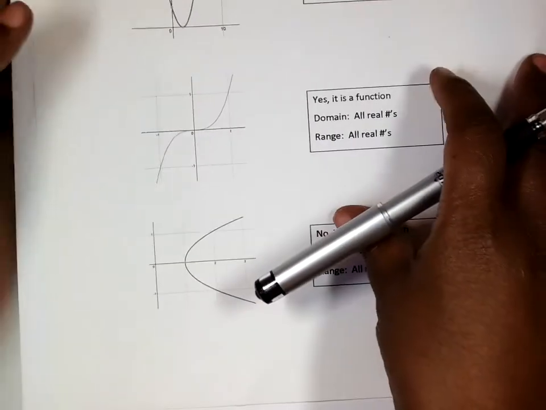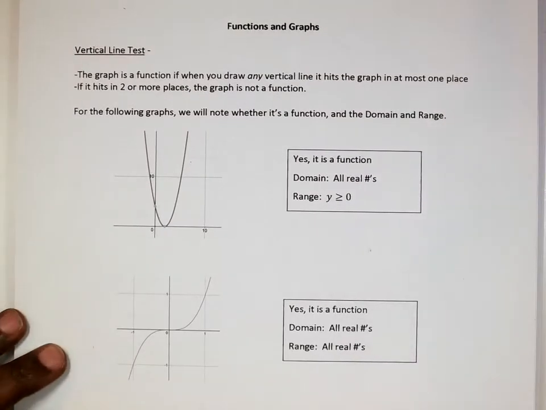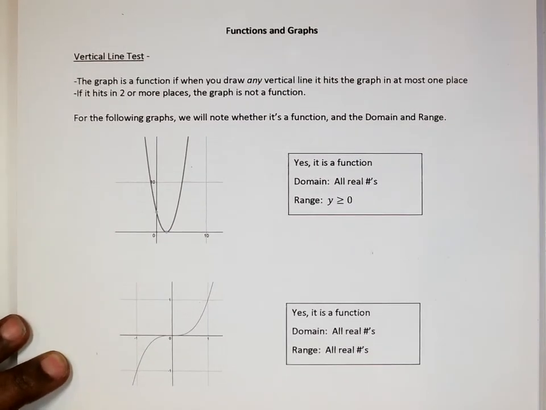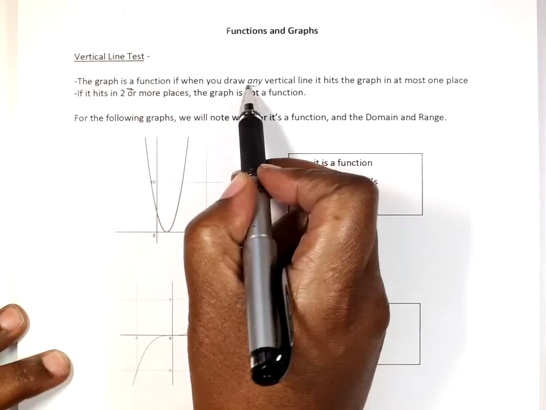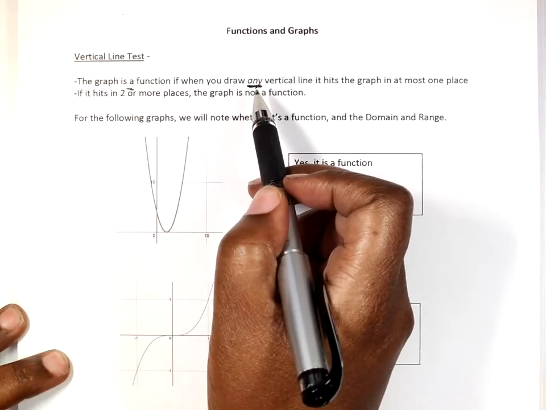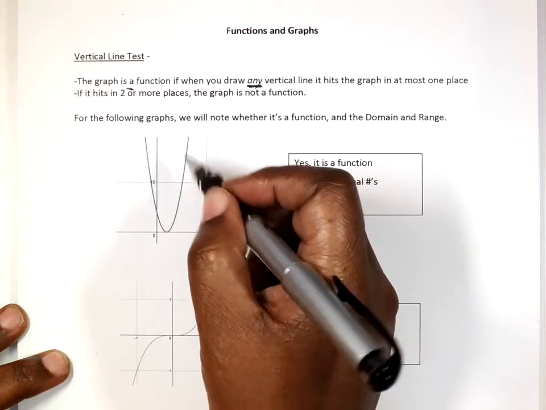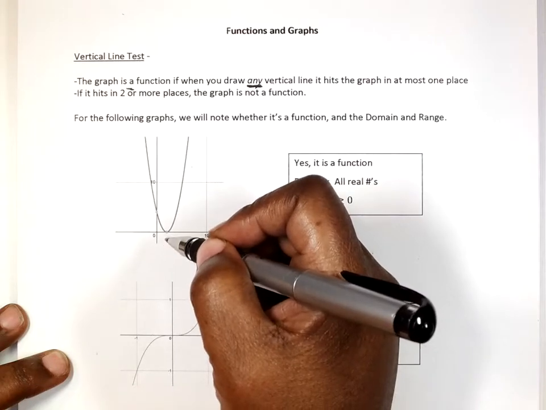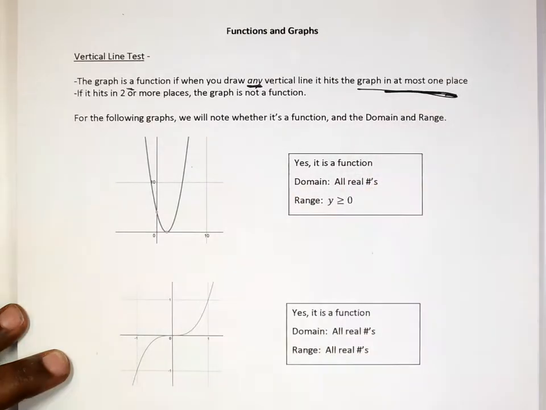Okay, so we're back to graphs. And we want to see if something is a function. So the first thing I want to talk about is the vertical line test. The graph is a function if when you draw any vertical line, and the "any" is important, right? Because some places you could draw a vertical line and it only hits the graph in one place, but another one you draw and it hits it in 2 places. So it has to be true for any vertical line. If it hits a graph at most one place, then it is a function. If it hits in 2 or more places, the graph is not a function.